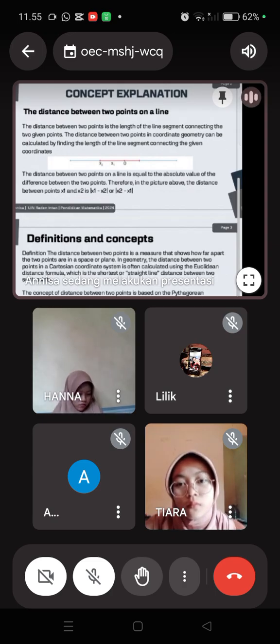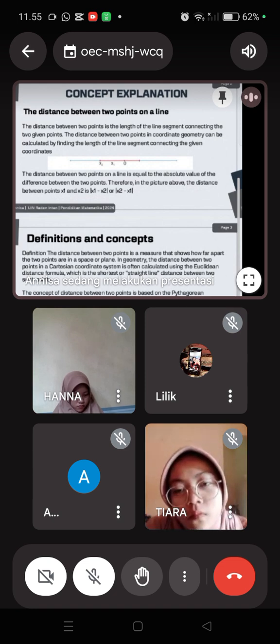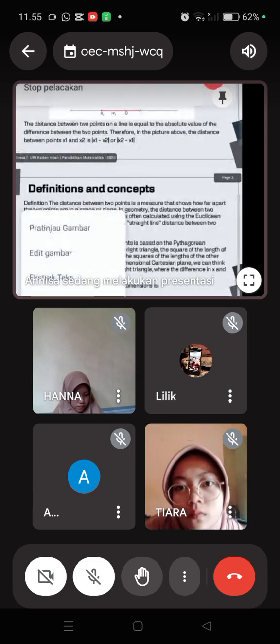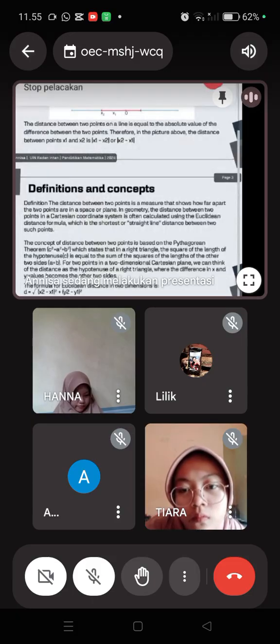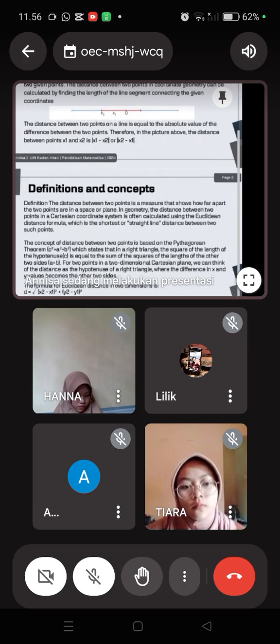Next, we go into the definition of distance between 2 points, theories and formula used. Definition: the distance between 2 points is a measure that shows how far apart the 2 points are in the space or plane. In geometry, the distance between 2 points in the Cartesian coordinate system is often calculated using the Euclid distance formula, which is the shortest or straight line distance between two such points.